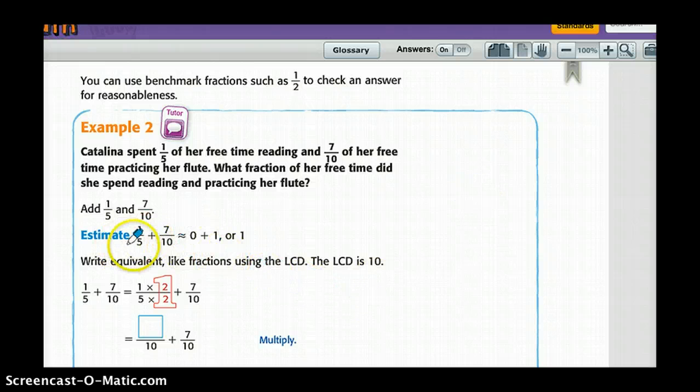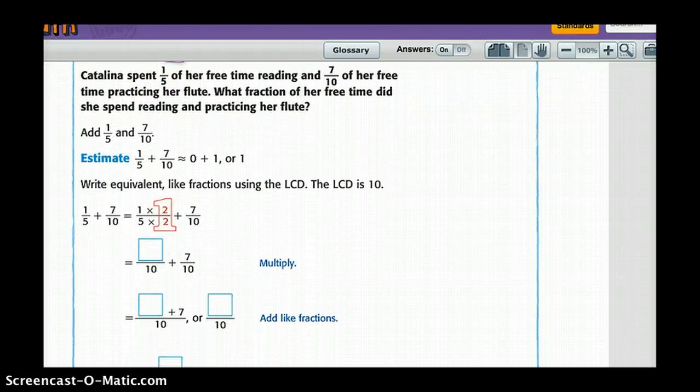If you estimate first, it'll give you a rough answer. So 7/10 is almost a whole, and 1/5 is almost nothing, so it's kind of like 0 plus 1, so it should be around 1. So we can write an equivalent fraction by using the least common denominator. So we can turn 5 into 10.